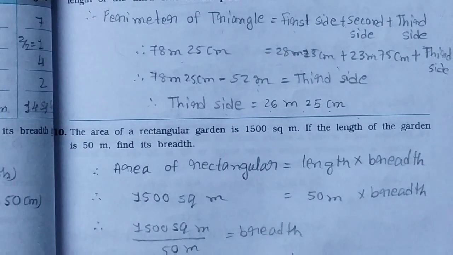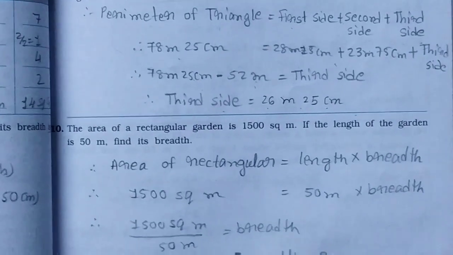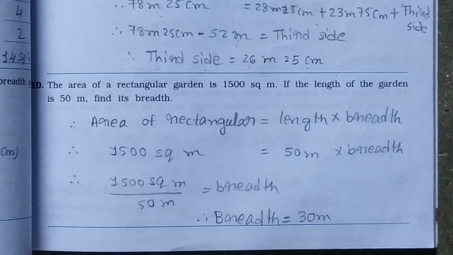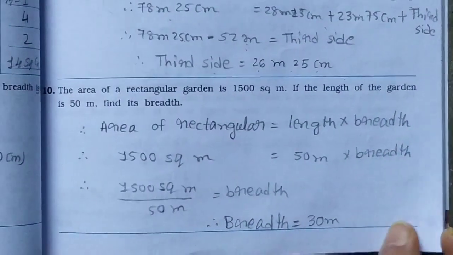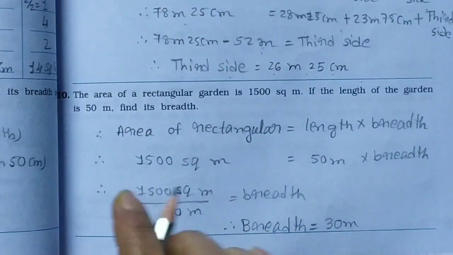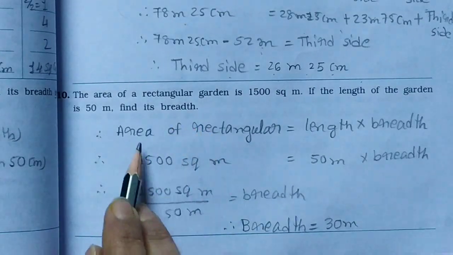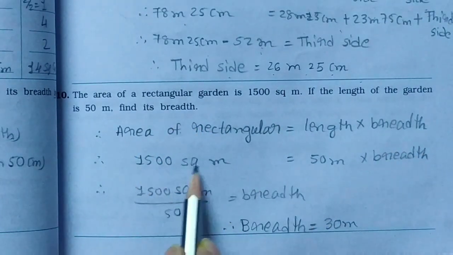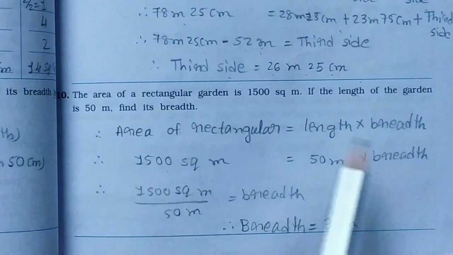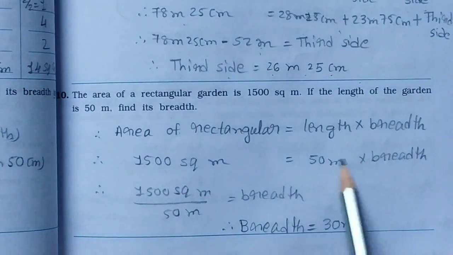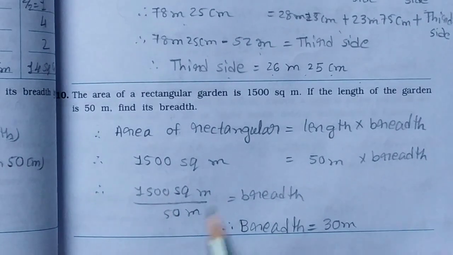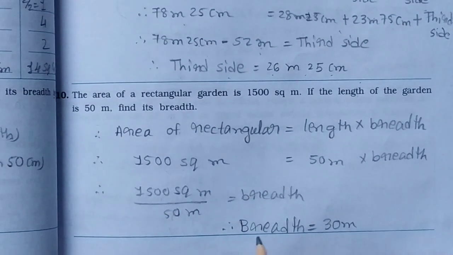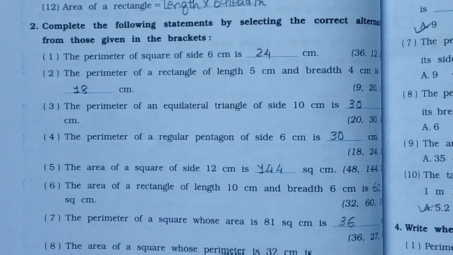Now question number 10. The area of a rectangular garden is 1500 square meter. If the length of the garden is 50 meter, find the breadth. The area of a rectangle is length into breadth. Here the area is given as 1500 square meter and the length is 50 meter. Find the breadth. First, length into breadth, so here multiplication, so here what comes? Division. So cut the zeros, and 5 threes are 15. So the answer: breadth is equal to 30 meter.